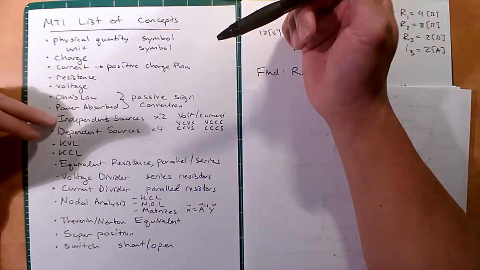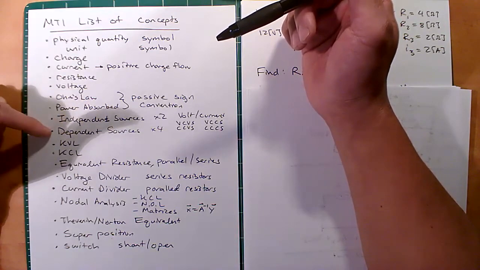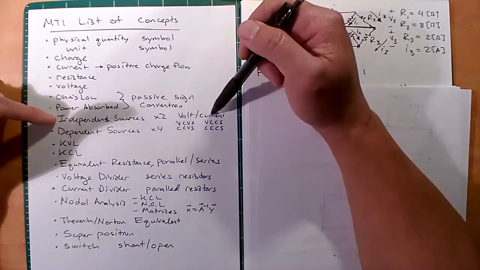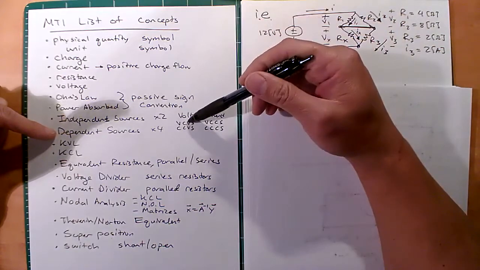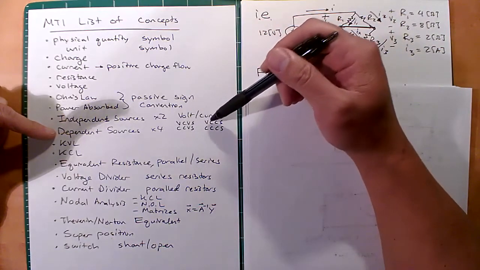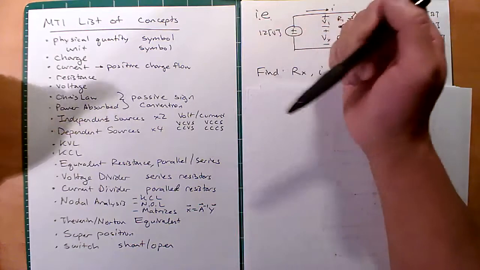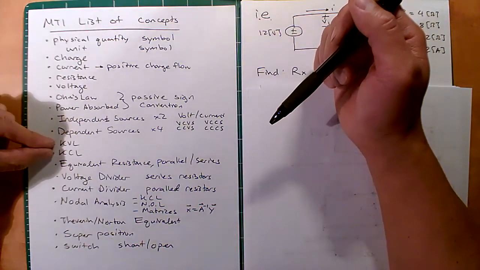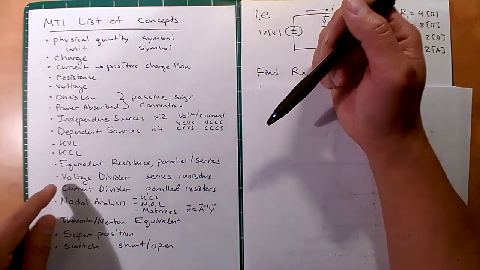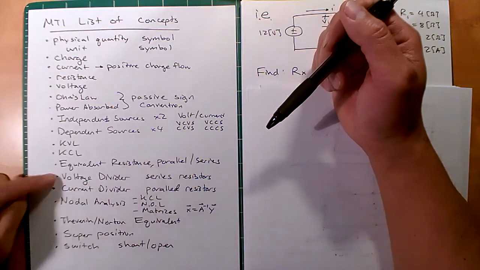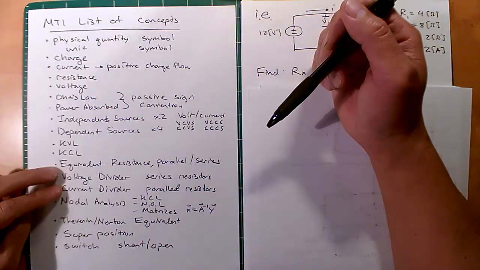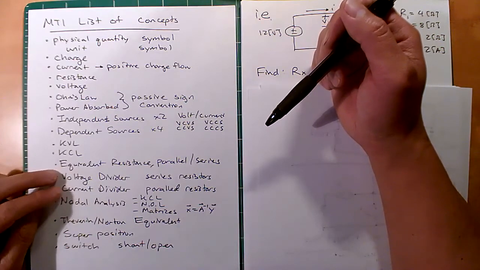We talked about independent and dependent sources. So independent, you have a current and voltage source. For dependent, you had these 4 flavors: voltage controlled voltage source, current controlled voltage source, voltage controlled current source, current controlled current source, right? Of course, KVL and KCL. And then we have equivalent resistors in series and parallel.